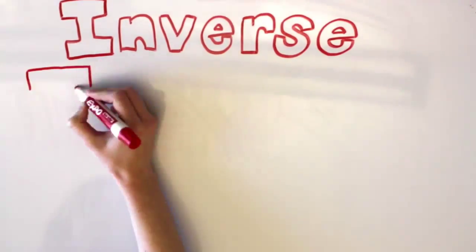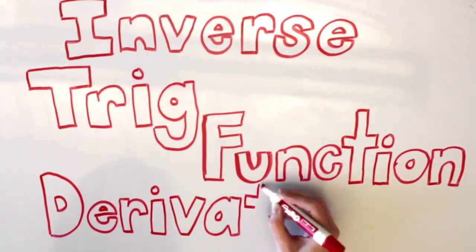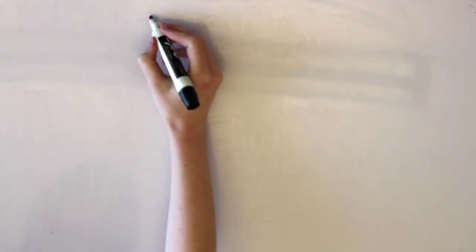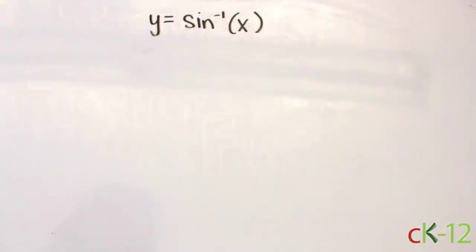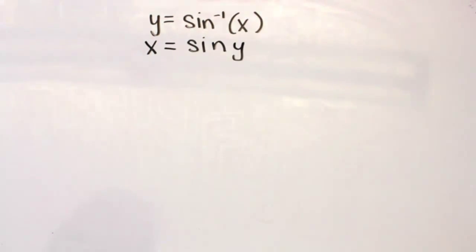In this video, I'm going to show you guys a technique you can use to derive each of the 6 inverse trig function derivatives, so you don't need to memorize them. The example that I'm going to be using is y equals inverse sine of x, but this can also be used for inverse cosine of x or inverse tangent of x, or really any of the 6. So y equals arc sine of x can also be rewritten as x equals sine of y.